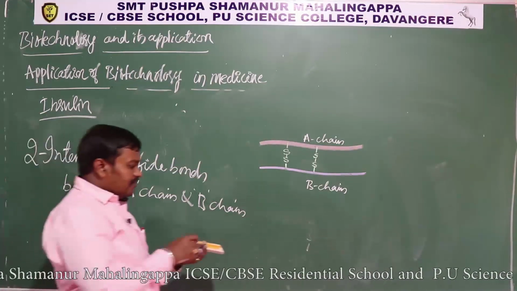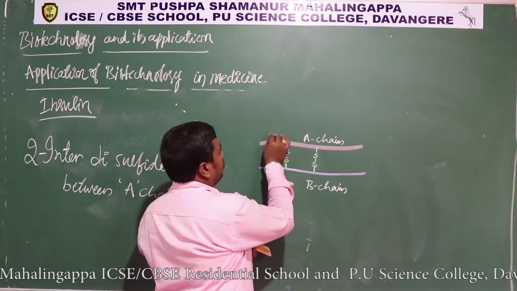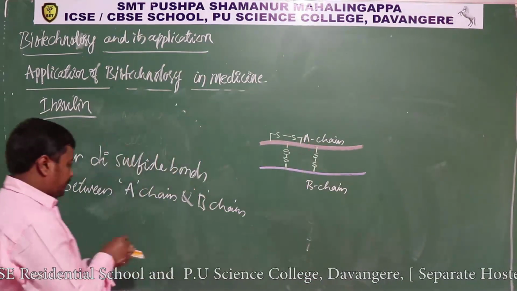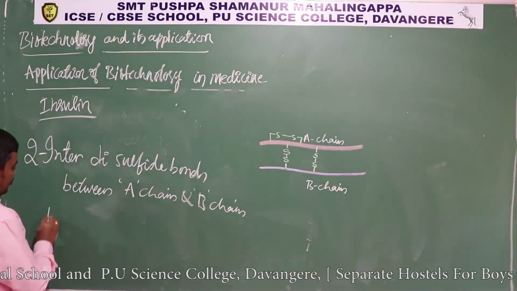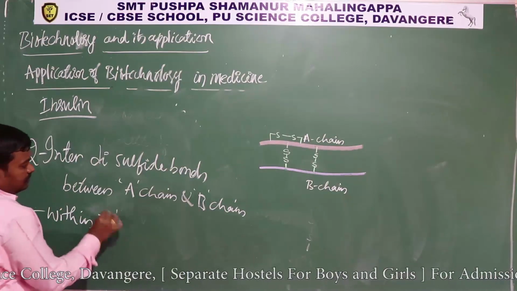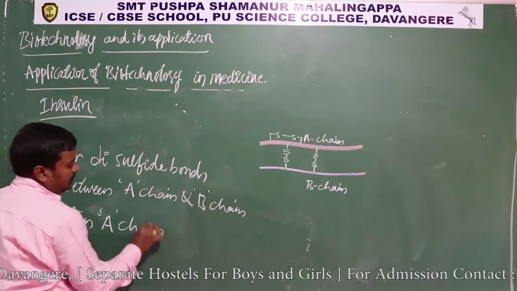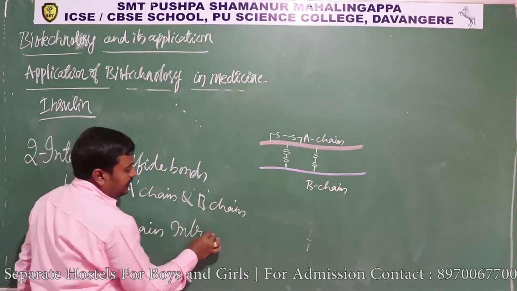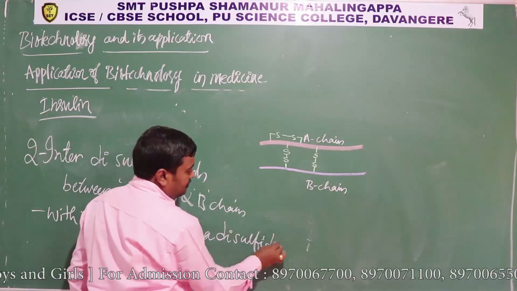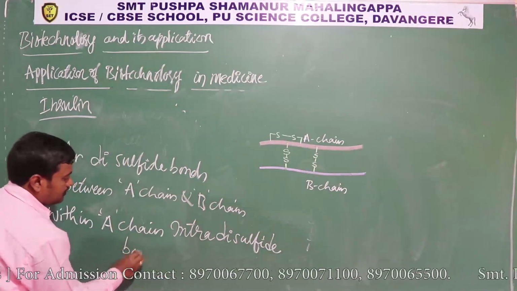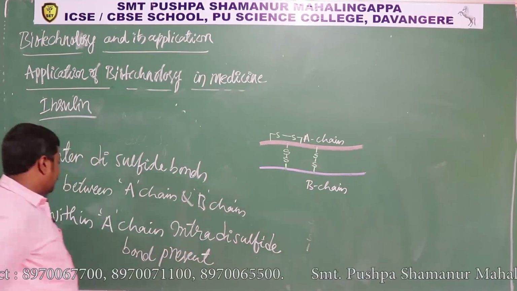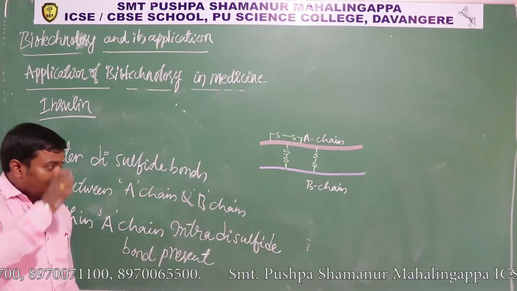In the same way, within the A chain, one more disulfide bridge is there. Within the A chain, an intradisulfide bond is present. Okay, so within the A chain an intradisulfide bond is present.